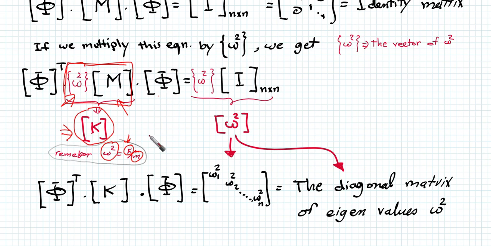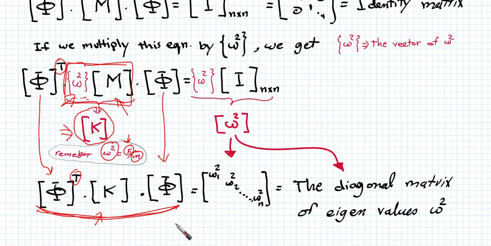So let's put everything as it is. This big phi, which is the modal matrix, as it is, and here the modal matrix transpose, and these two vectors times the matrix are going to give us the stiffness matrix. So the left hand side is going to be modal matrix transpose times stiffness matrix times the modal matrix again, equals the right hand side, which is going to be omega squared times the identity matrix.